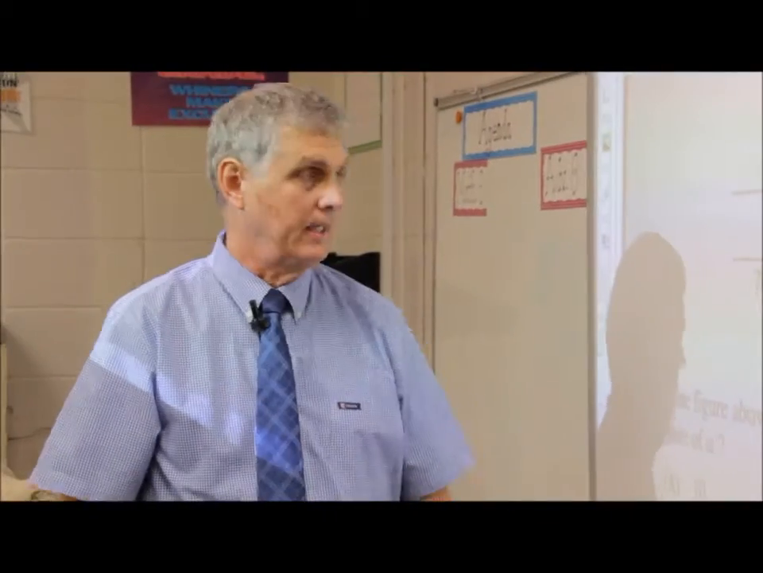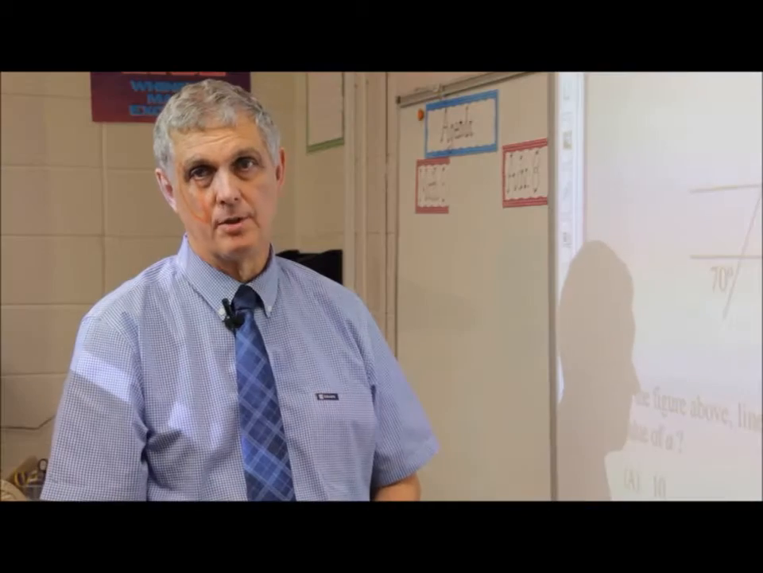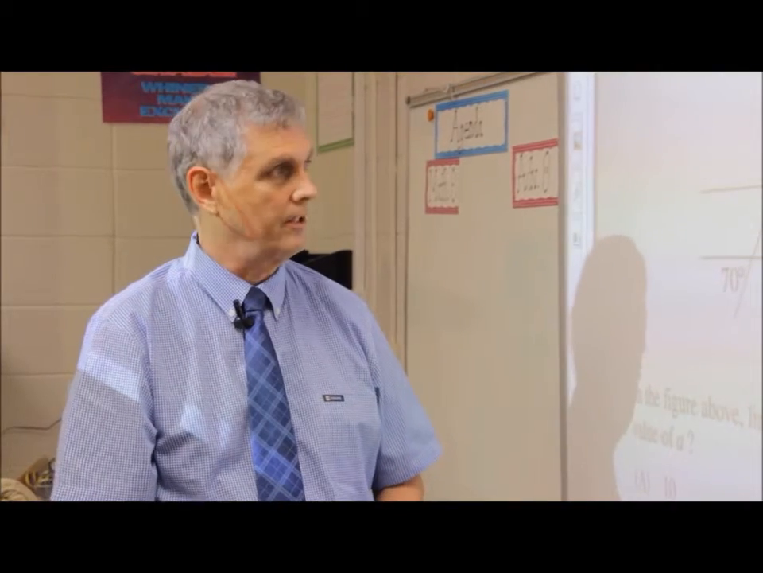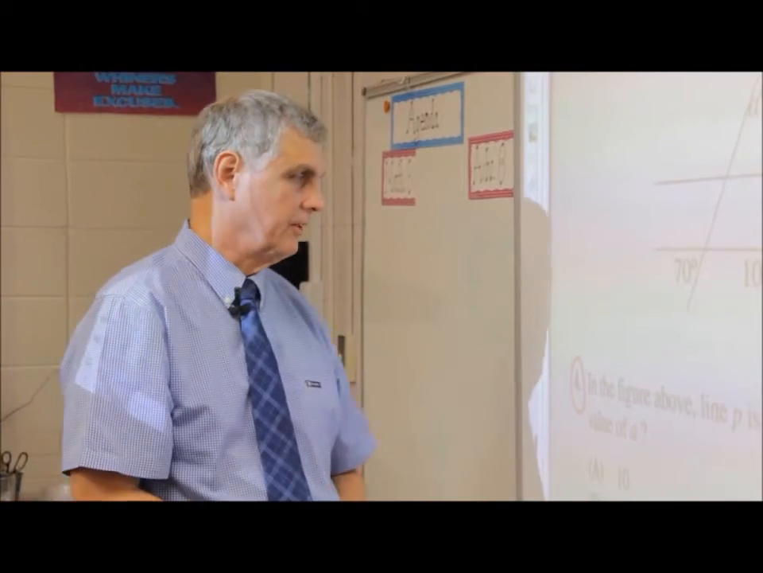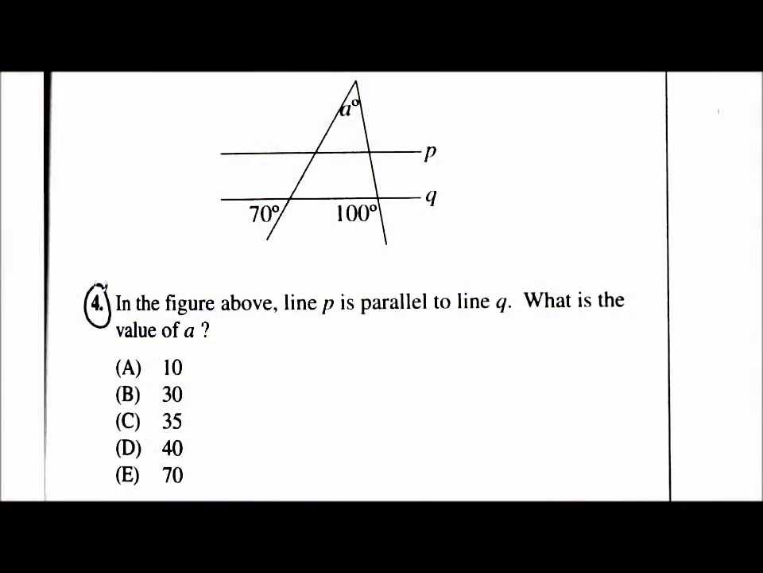Okay, let's take a look at another example. This is a number 4 problem, so it's perceived as being easy, and I think you'll agree when you see what we're going to do here. It's going to call upon your knowledge of what you learned about transversals and the angle relationships, and also the fact that there's 180 degrees in a triangle. Let's see what they're asking here. In the figure above, line P is parallel to line Q. That's important because that's why we know we're going to be using transversals here. And they want to know, what is the value of A?